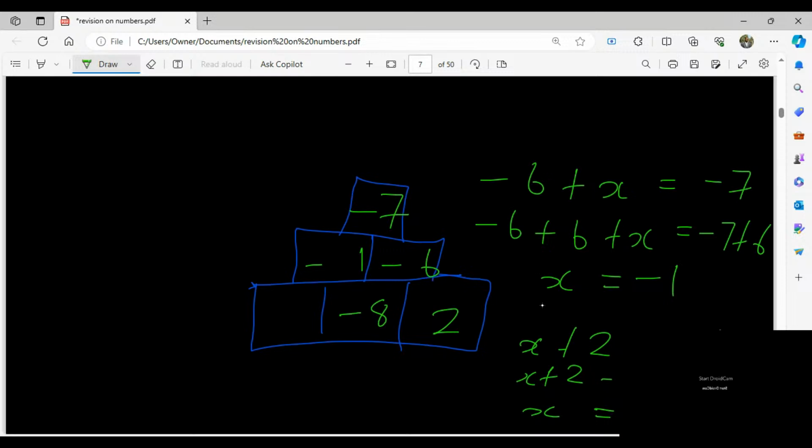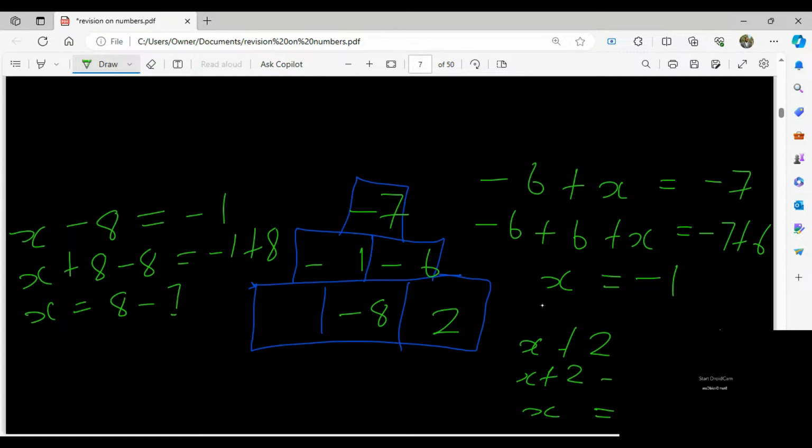And then the last one, we're going to write it this side. X, a missing number, minus 8, or x plus minus 8 is equals to minus 1. So we're going to add positive 8 both sides so as to eliminate this 8 here, equals to minus 1 plus 8. So x is the same as, we can rearrange this one, 8 minus 1, and then x is equals to 7. So here we'll need a 7, we'll put a 7 there.